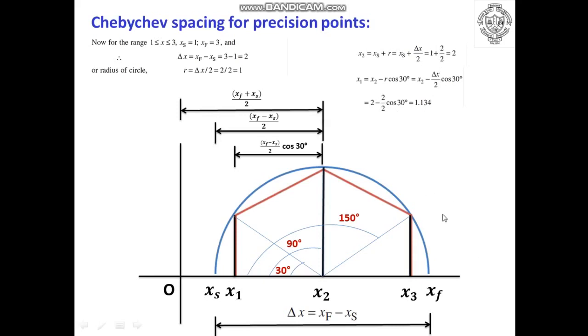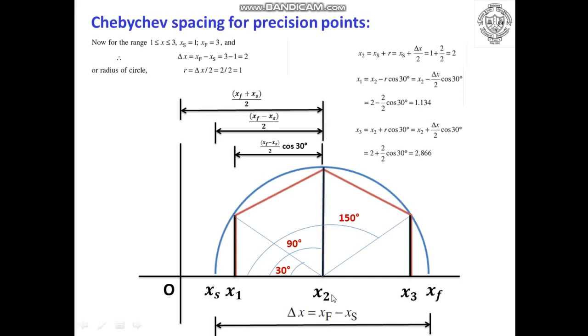Now let us find out the value of x3. To find out the value of x3, we need to consider the distance from O to point x3, which consists of the distance O to x2 plus the distance between x2 and point x3.